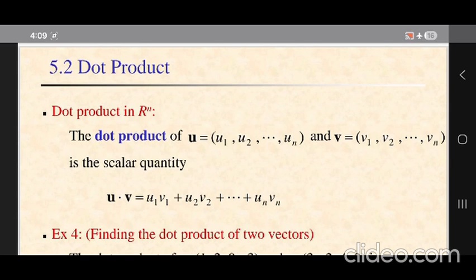Dot product. The dot product of two vectors u and v, where u equals u1, u2, and so on up to un, and v equals v1, v2, and so on up to vn. Then u dot v equals the multiplication of the corresponding elements: u1 times v1, plus u2 times v2, and so on, plus the last element un times vn.